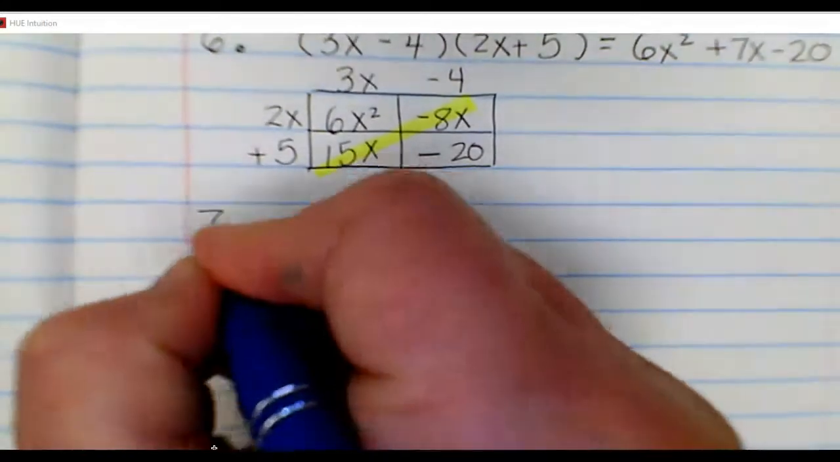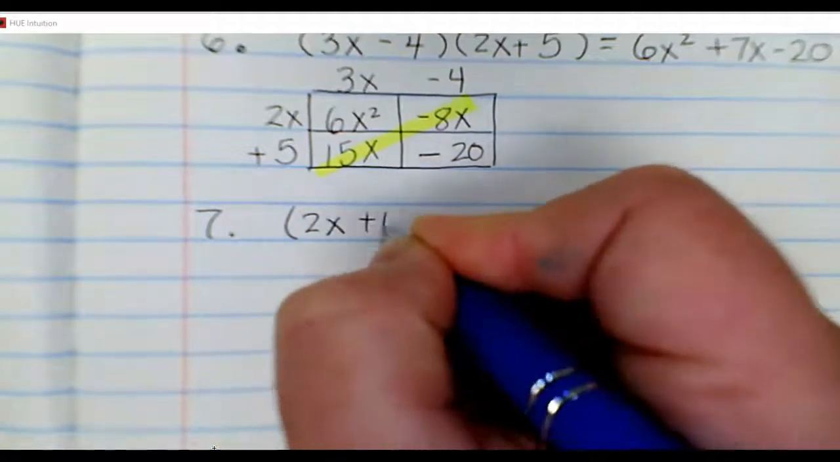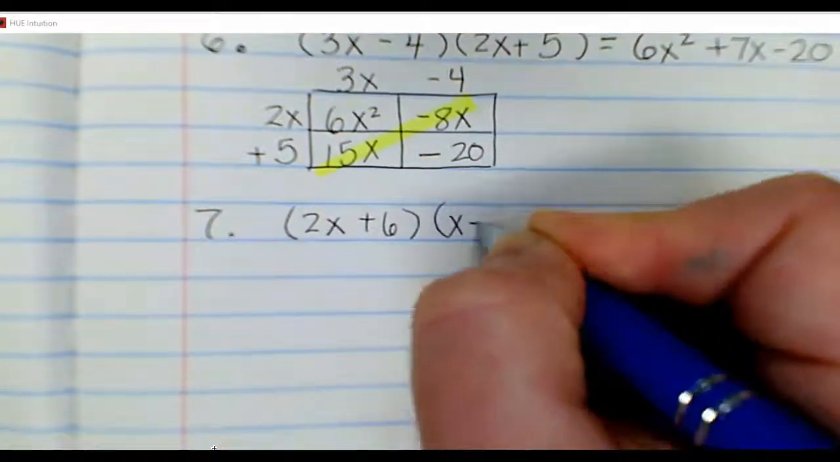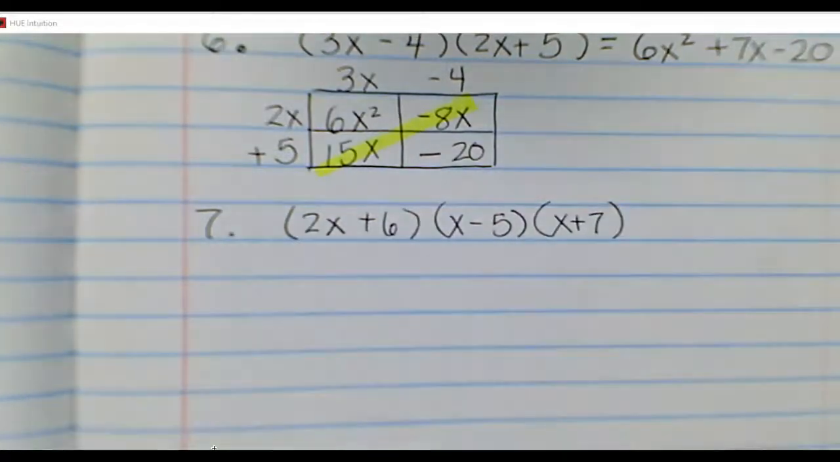And then we step it up again. A binomial times a binomial times another binomial. Now, I have 3 binomials multiplied together. I can't multiply all 3 together at the same time. You've got to pick 2. It really doesn't matter which 2. So, anybody want to pick?